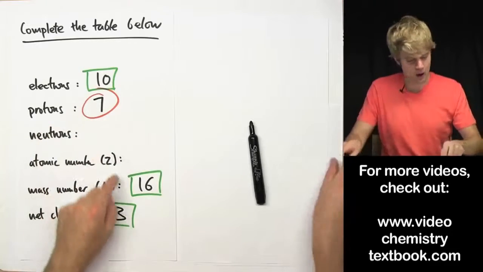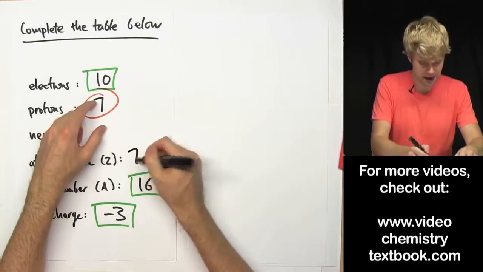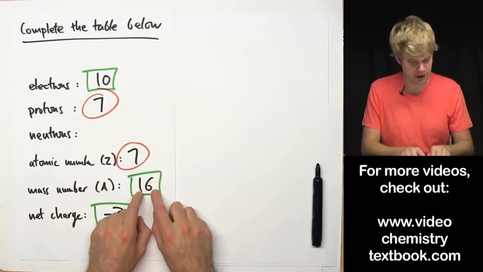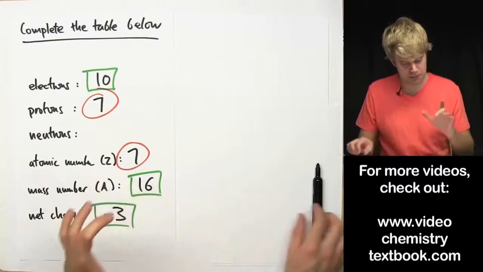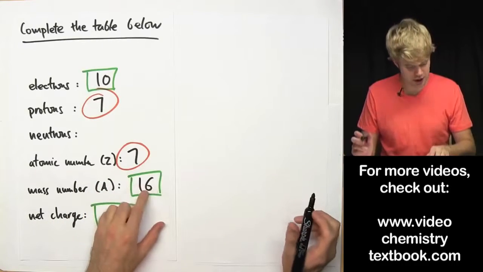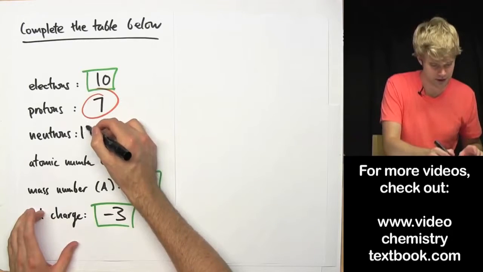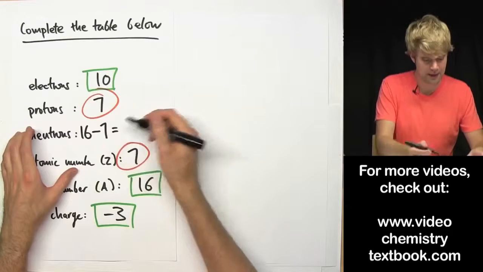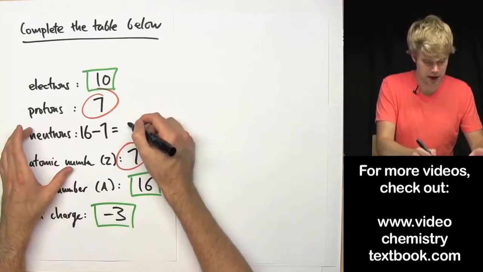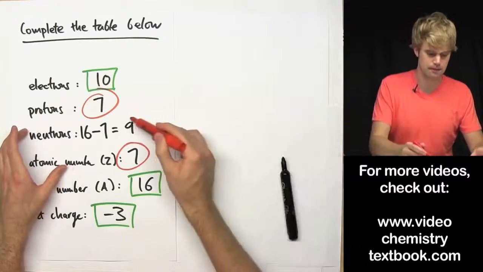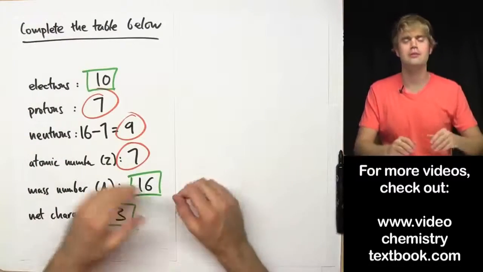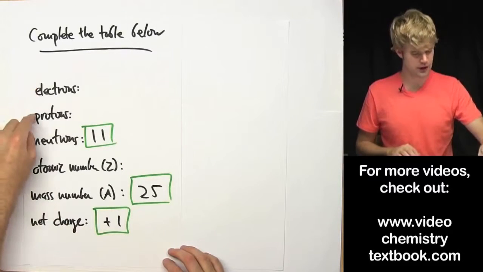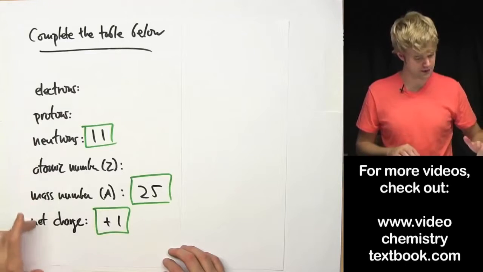Now I know that my atomic number is the same as my number of protons, so that is also going to be 7. The mass number here is the number of protons plus the number of neutrons. So to get just the number of neutrons, I take the mass number, protons plus neutrons, minus the number of protons, 7, and that is going to give me 9 neutrons. Sometimes these table problems can be the hardest, so we'll do one more example. Here we want to find the electrons, protons, and the atomic number. We know the neutrons, the mass number, and the net charge.